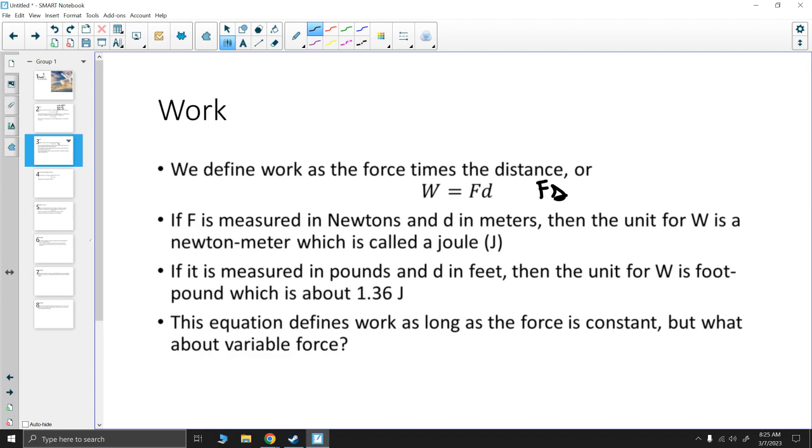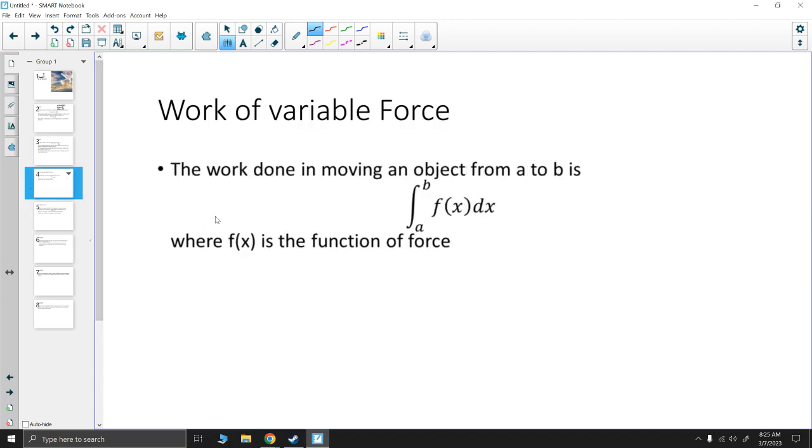Now the thing is that work's equation works when force is constant. But what about when we are talking about some variable force? In that case, we're going to have to switch over to integration. The work done in moving an object from a to b is the integral from a to b of f of x, where f of x is the function of force. If we can define our force as a function and integrate it along the distance we want, then we can find the work.